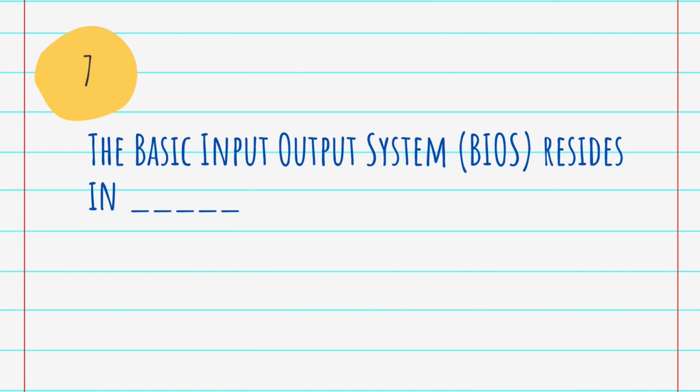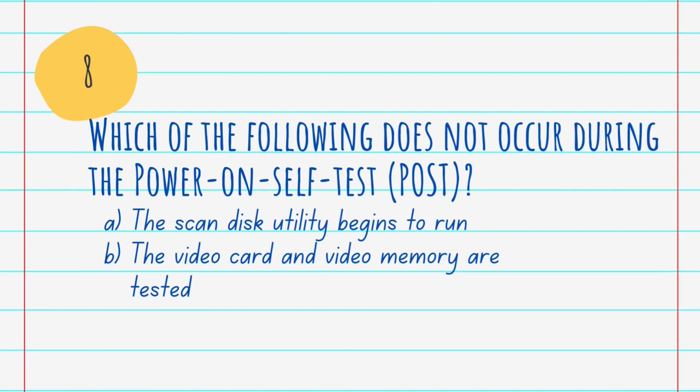Question number 7. The basic input output system, that is BIOS, resides in dash. The basic input output system BIOS resides in ROM. ROM is a type of computer storage which is non-volatile memory. We all get that, right? And the computer basic input-output system is a program that is stored in the non-volatile memory. When the computer is powered on, the basic input-output system is the first program that executes. That's why we can say that the basic input-output system resides in ROM. Okay.